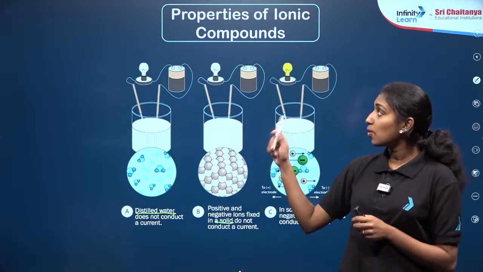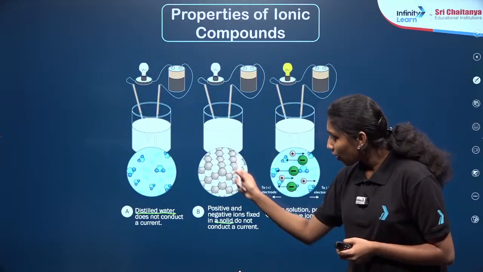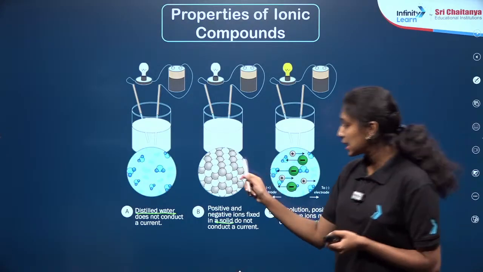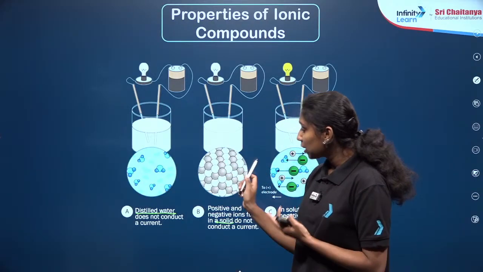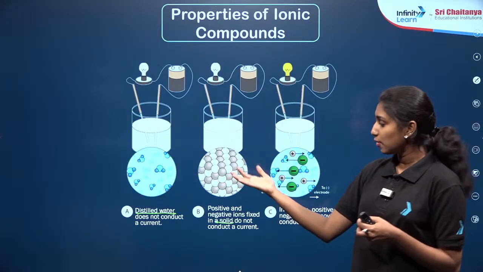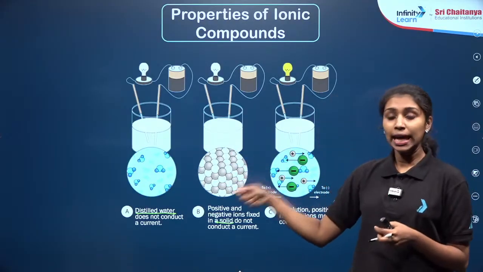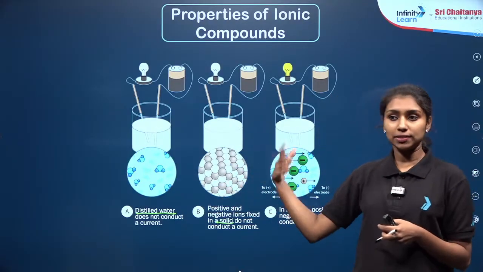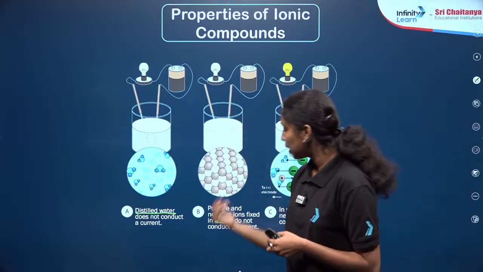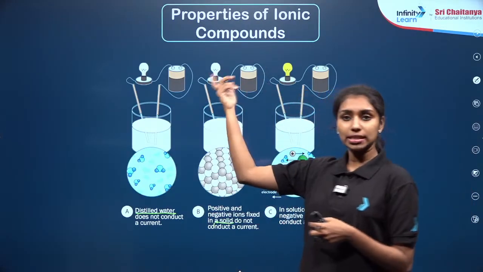Then, what about the case of solid substance? If you are taking a solid substance here, this is a closely packed arrangement of ions, right? There is no chance of free movement, no chance of movement of the ions here. Again, there is no chance for conductivity. It cannot conduct electricity. So that is why the bulb is not lighting here also.